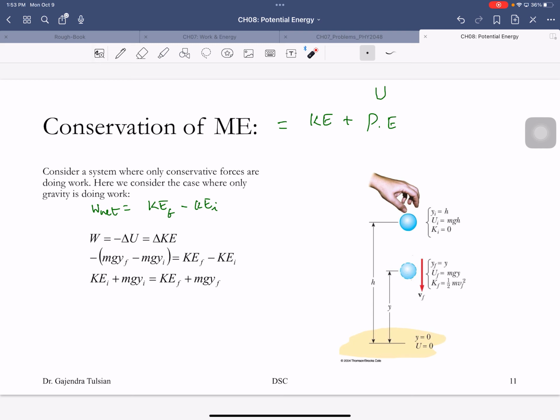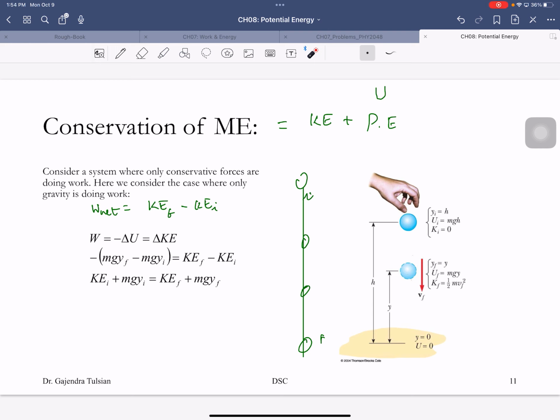What is the initial point in our diagram? What is the final point? Doesn't matter. You can take any point to be the initial point, any point to be the final point. So this statement is pretty powerful. The sum of kinetic and potential energy at every point remains constant. This helps you solve problems that are sometimes hard to solve using Newton's laws.